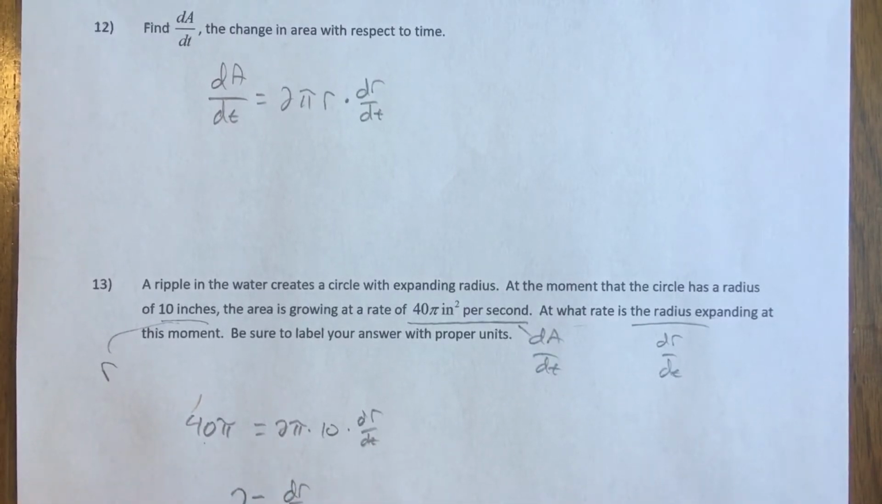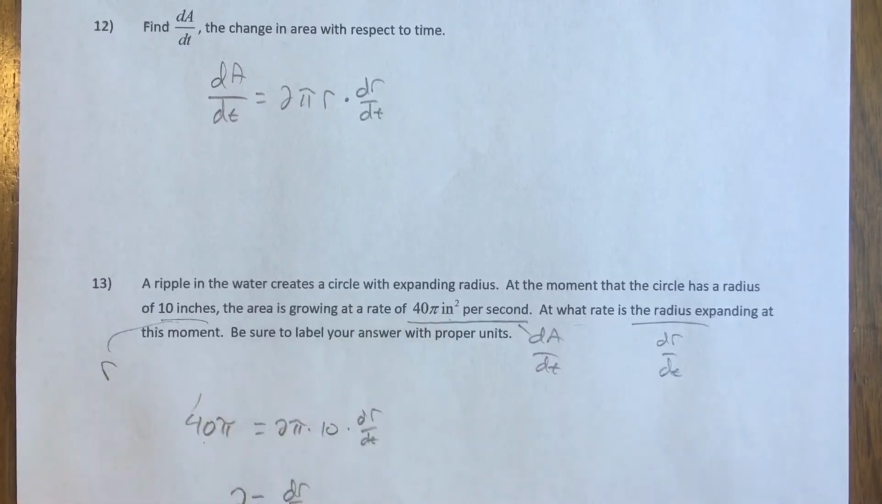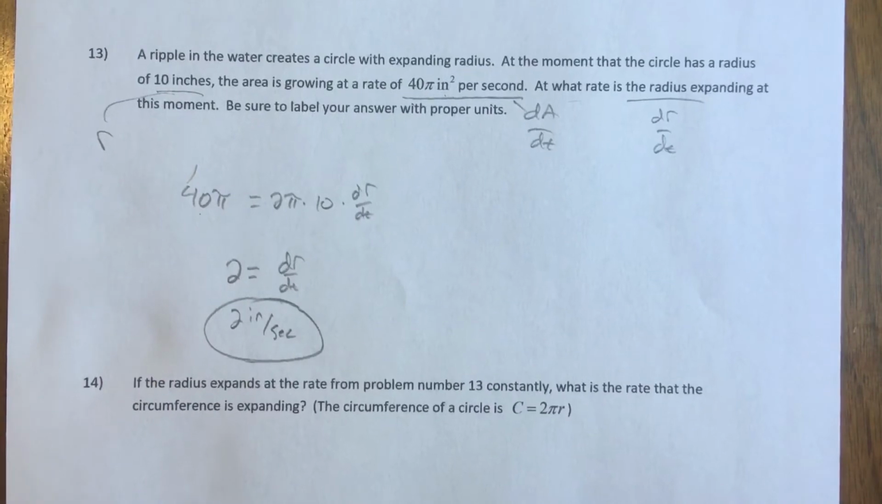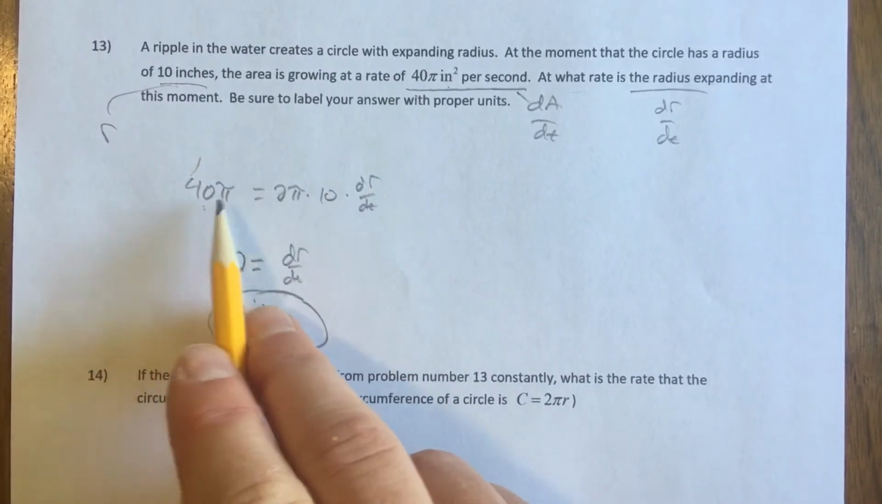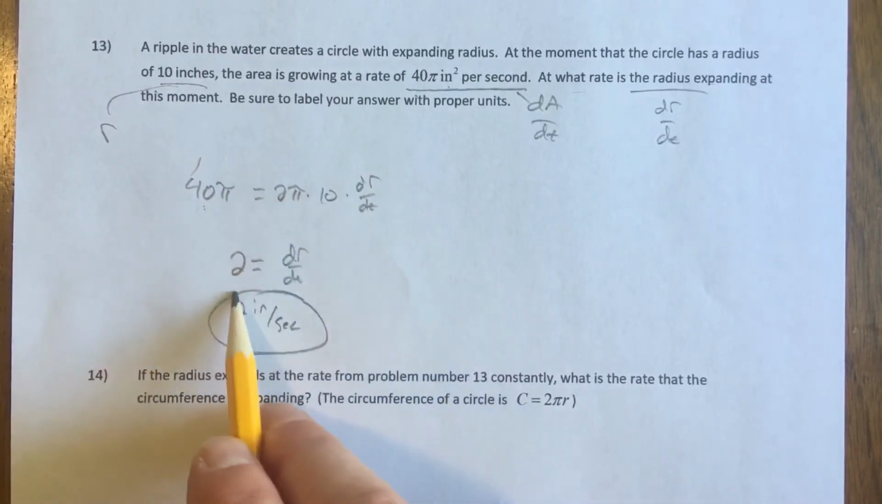And that's 2 inches per second using the units that are available. Again, it's 40 pi divided by 20 pi, and that's where the 2 comes from.